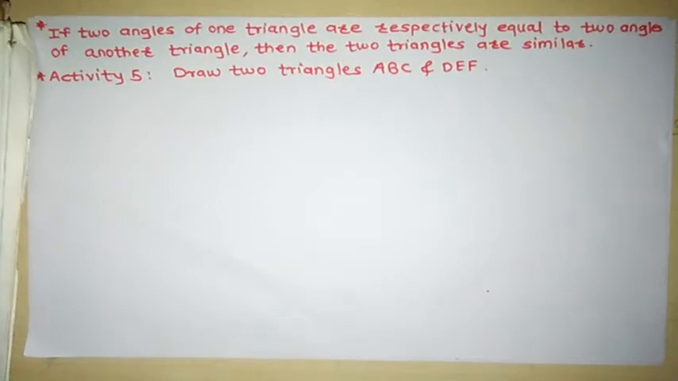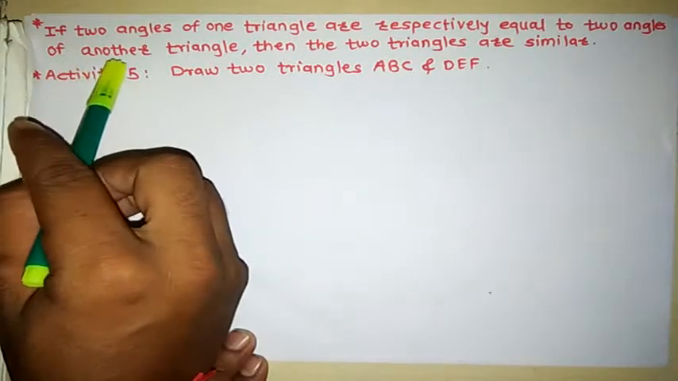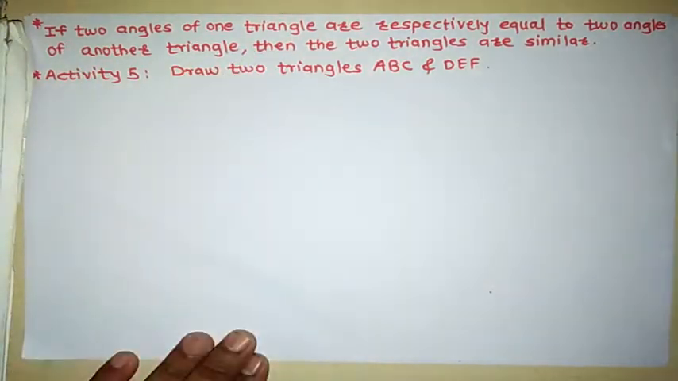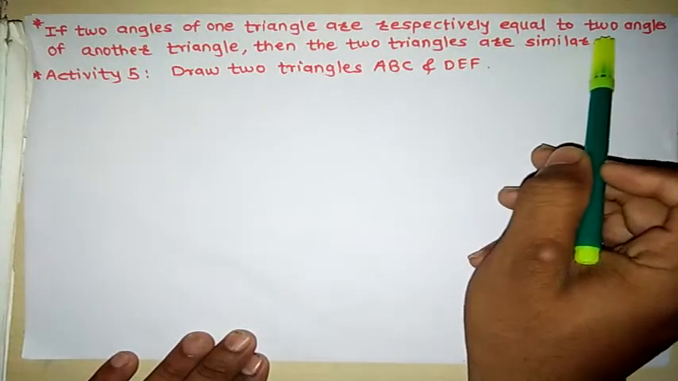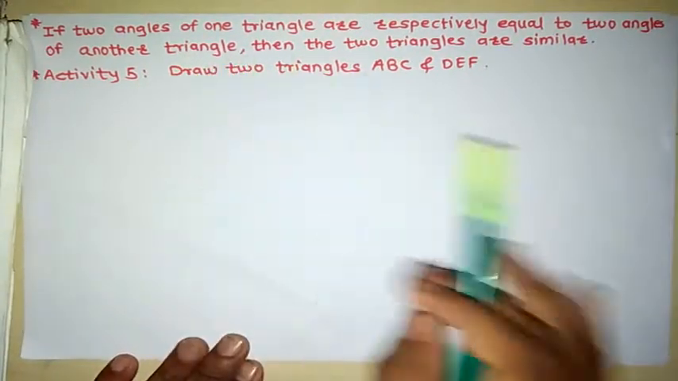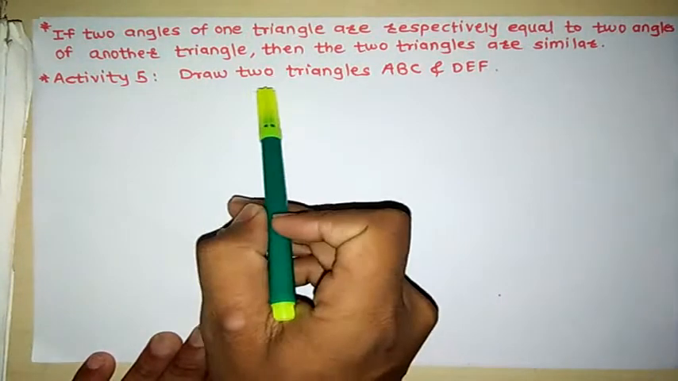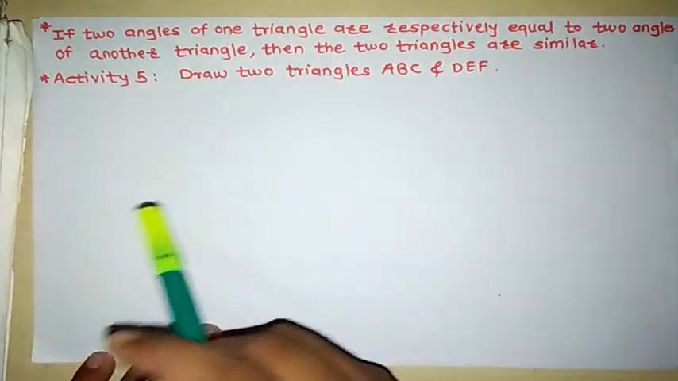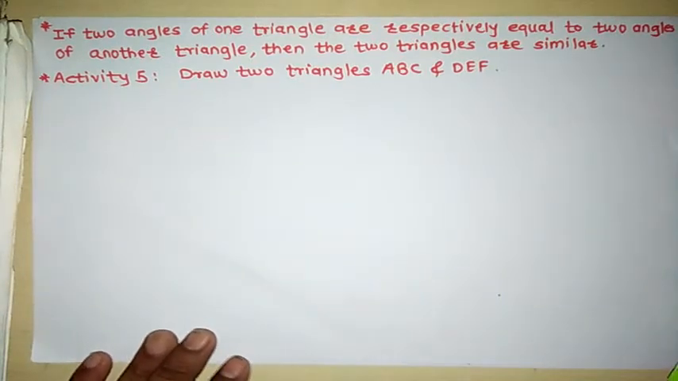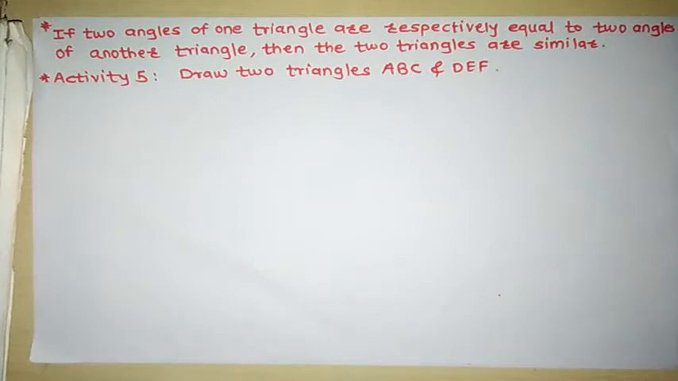It is stated like this: if two angles of one triangle are respectively equal to two angles of another triangle, then the two triangles are similar. Here we need not check all three angles, because if two angles are equal, then the third angle will ultimately be equal, by the angle sum property of a triangle.